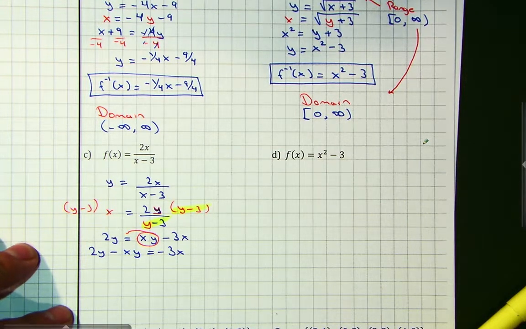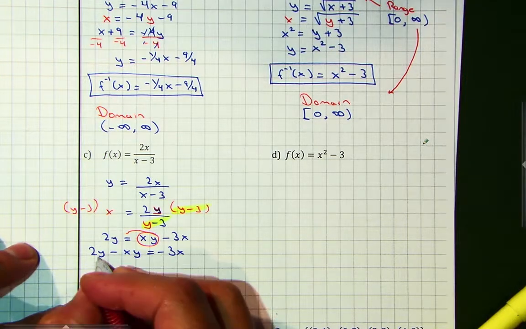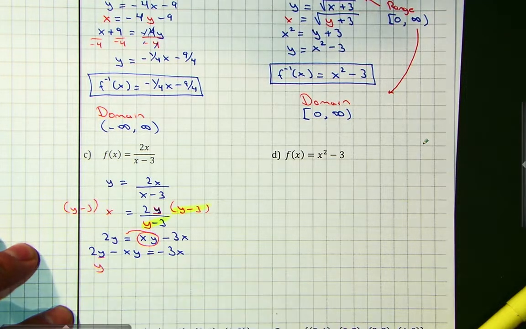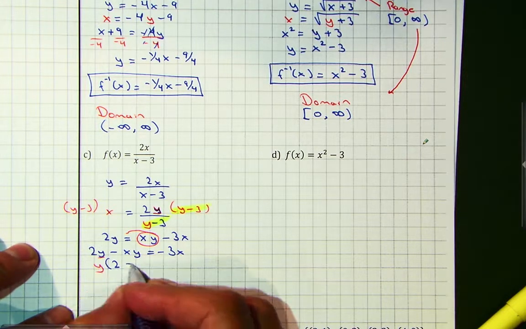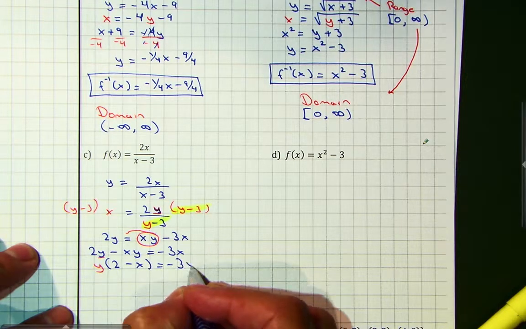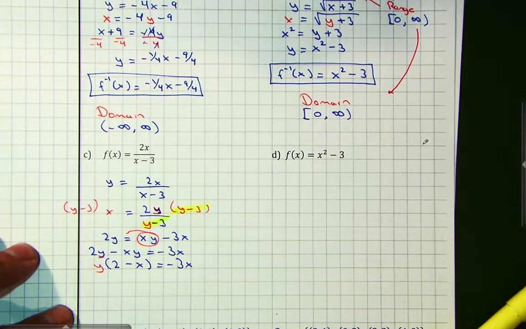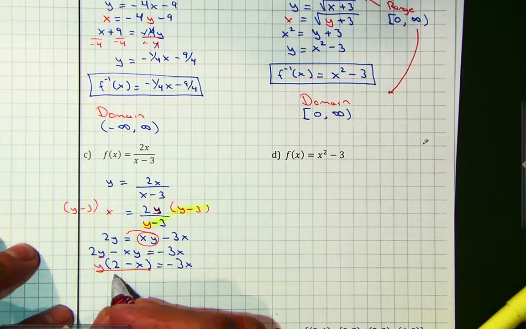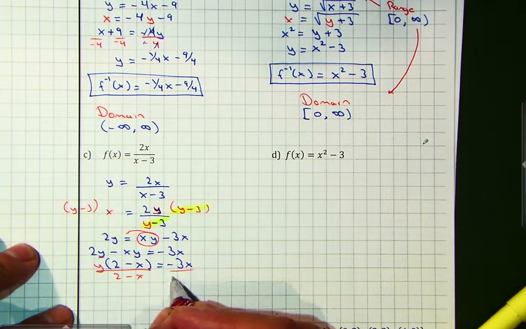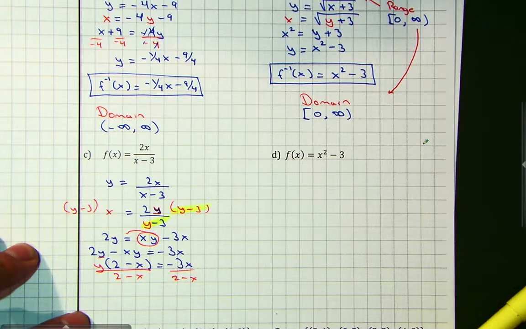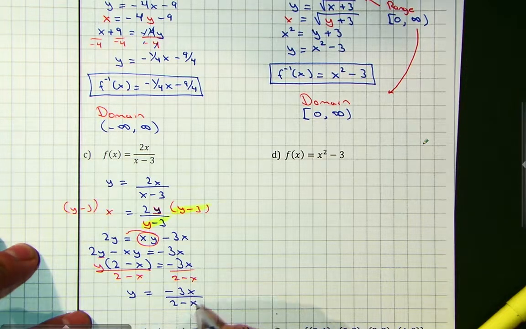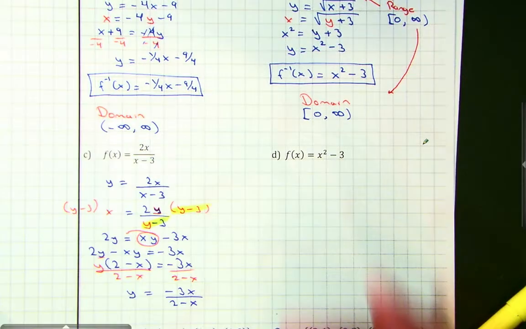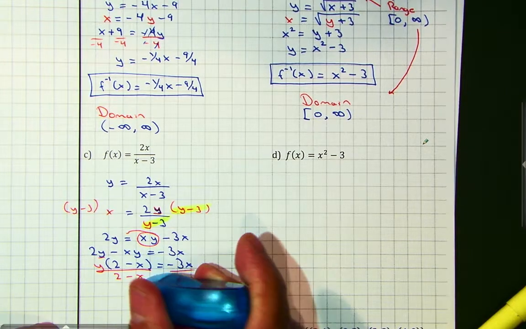Any ideas? Yeah. So in this case, they both have a y, so I want to factor out the y. And what's left behind? Y times 2 is 2y. Y times negative x. And now I can divide by 2 minus x. So therefore, y equals negative 3x over 2 minus x. And to save some space, I'm going to replace the y with f inverse.